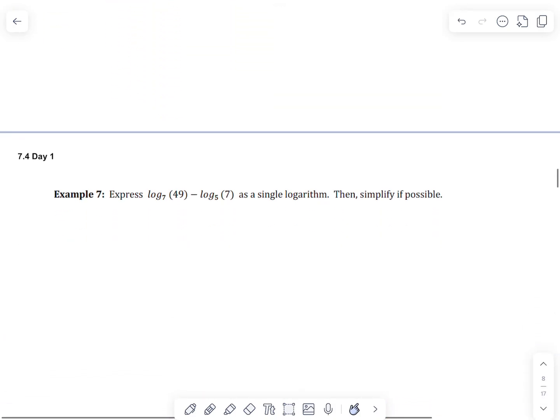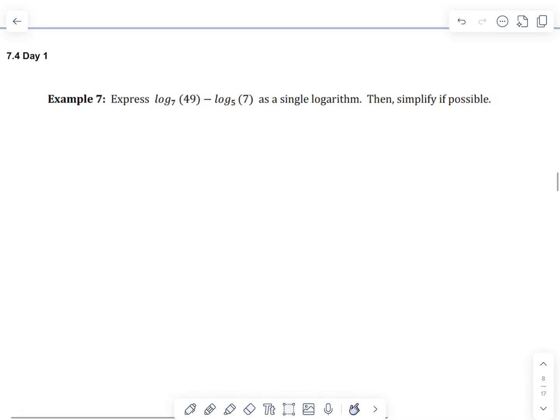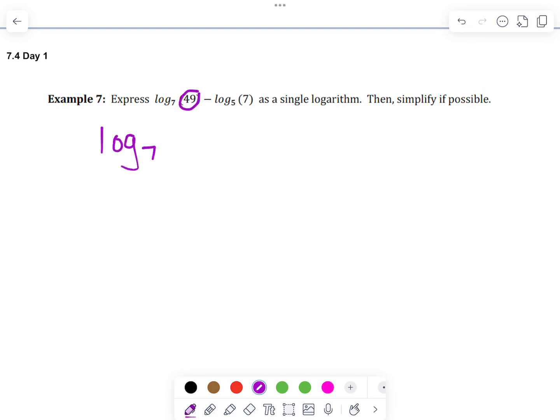Here's another one. We have two logarithms. They're both base 7. And the operation between them is subtraction. So to condense it, we're going to divide the 49 by the 7. And then we simplify that fraction. So 49 divided by 7 is 7.